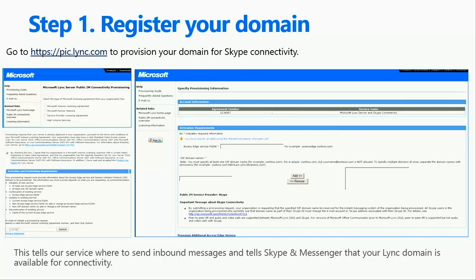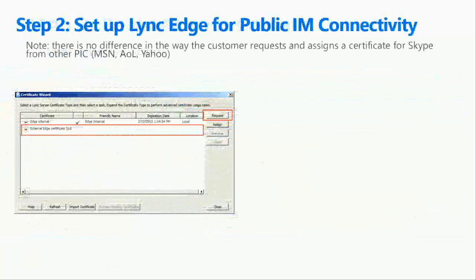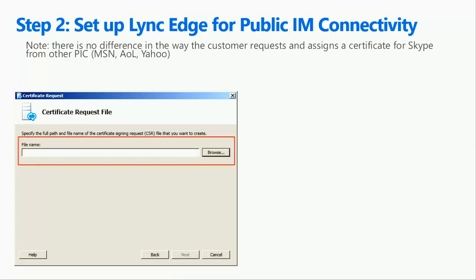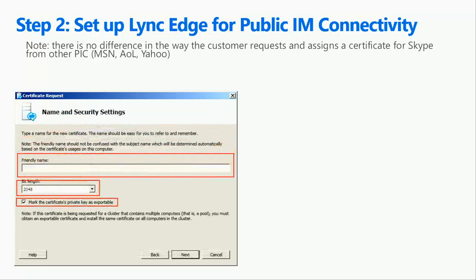All right. Next step, we're onto the Edge server, and we're doing the certificate generation. So the first step, and my eyes are failing. I can't see that screen. Switch faces. Here we go. So we're going to choose the external Edge certificate. We're going to prepare the request now, but send it later. We're going to store it, so we're going to need a file name here. So we give it a file name. We give it a friendly name, and we're going to choose 2K bit length. We're going to mark the certificate's private key as exportable.